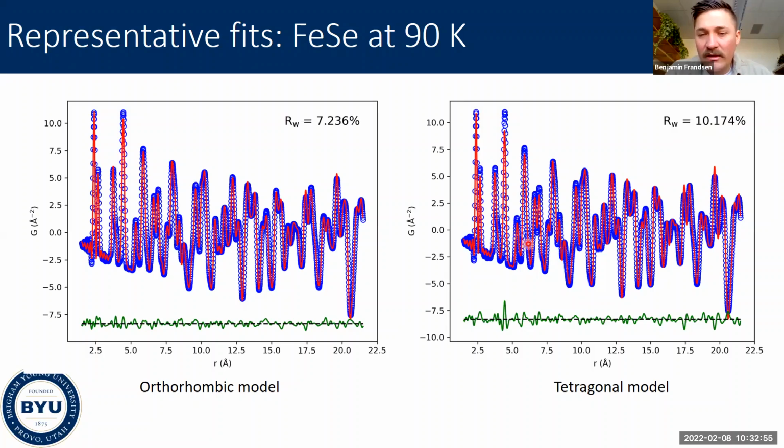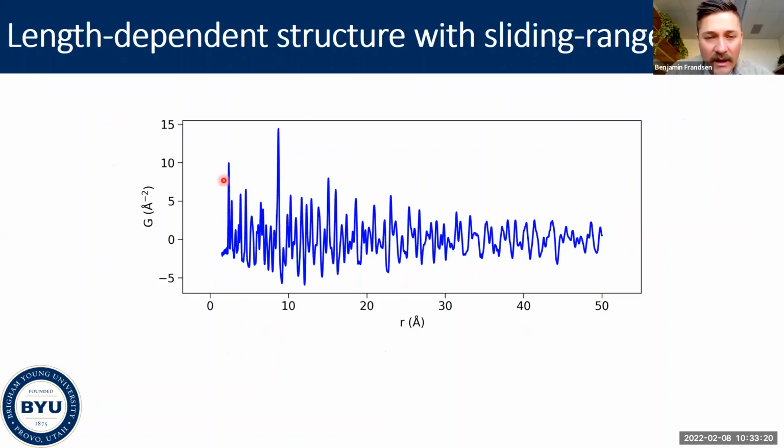So this is an example of how we can take our PDF data, fit a structural model to it, and learn something. In this case, we've learned that at 90 Kelvin, the iron selenide data are significantly better described by the orthorhombic model compared to the tetragonal model. And this is expected because iron selenide undergoes a nematic transition right around 90 Kelvin. Okay. But what we can do then is take our PDF data and we can actually choose a section of the data and perform a fit over that section of the data.